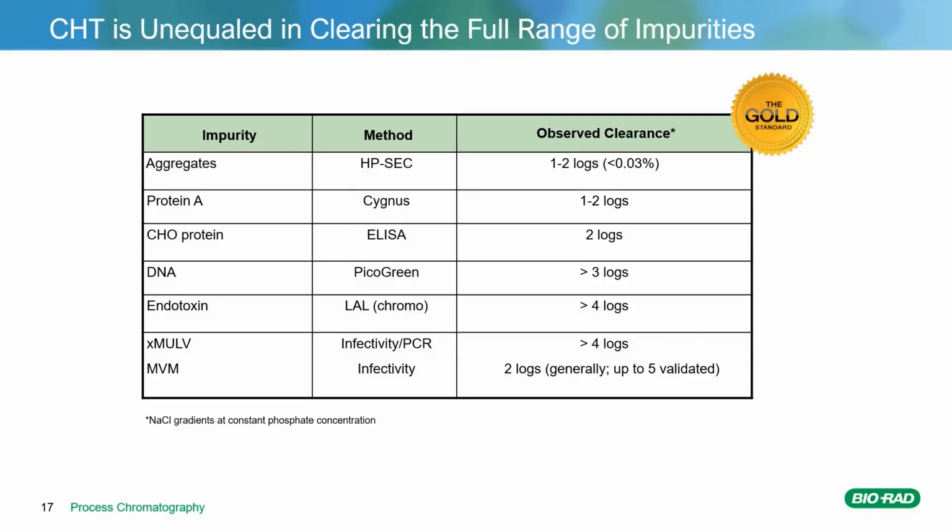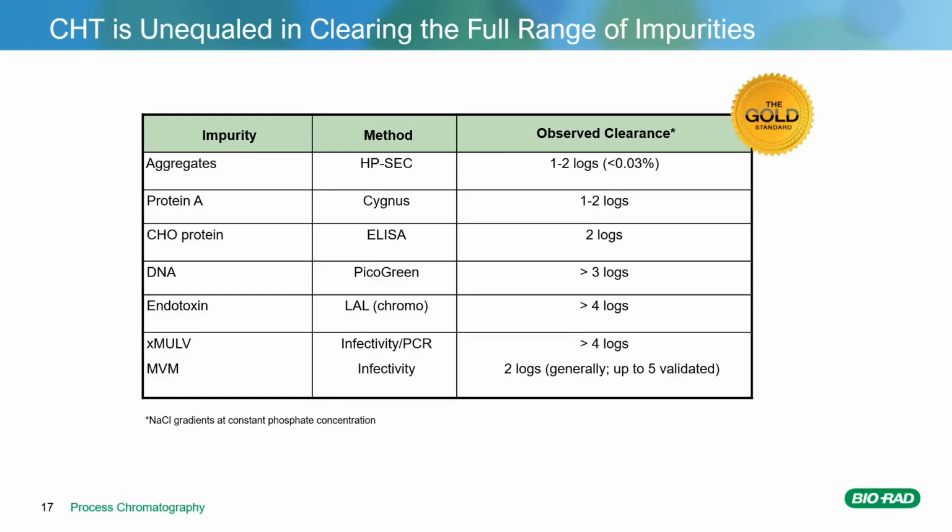To summarize the benefits of CHT, it is a very effective resin for the removal of multiple process stream contaminants, including leached protein A, host cell proteins and DNA, aggregates as well as endotoxins, due to its dual mechanisms of action through both metal affinity calcium binding sites and phosphate residues.